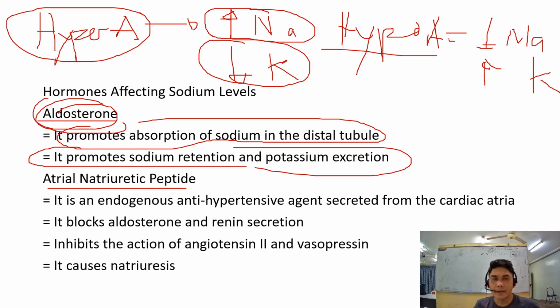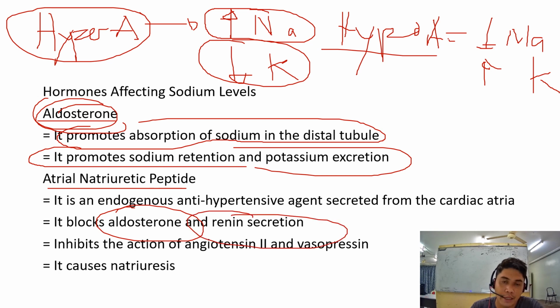So aldosterone: why does it promote the retention of sodium and excretion of potassium? It is to maintain electroneutrality. Next, atrial natriuretic peptide. It's an endogenous antihypertensive agent secreted from the cardiac atria. Why is ANP an endogenous antihypertensive agent? Because it blocks aldosterone.